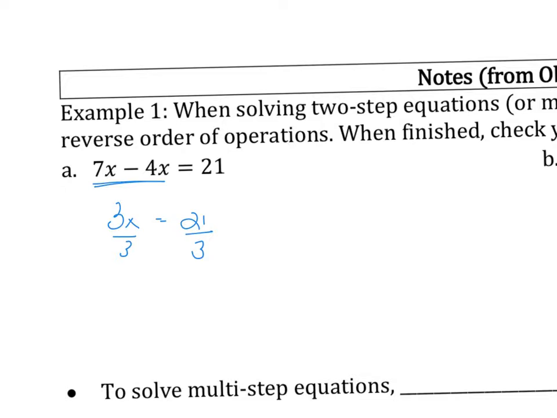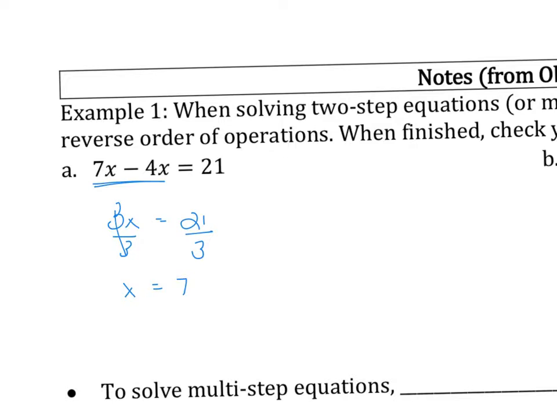Now once you do that, we want you to show what happens after you do that. So 3 divided by 3 is 1, or 1x. We don't put the 1 as a coefficient, so we're just going to write x equals 21 divided by 3 is 7. Now x is by itself, so we think that's our answer.